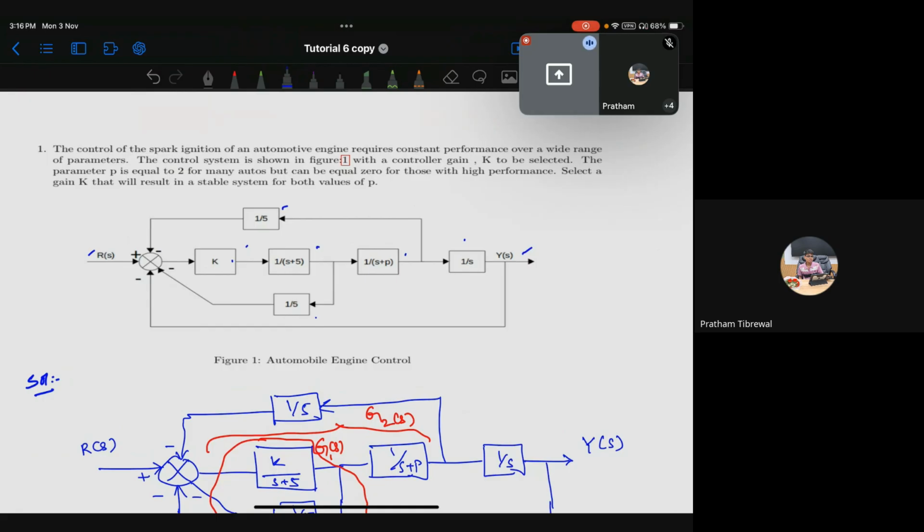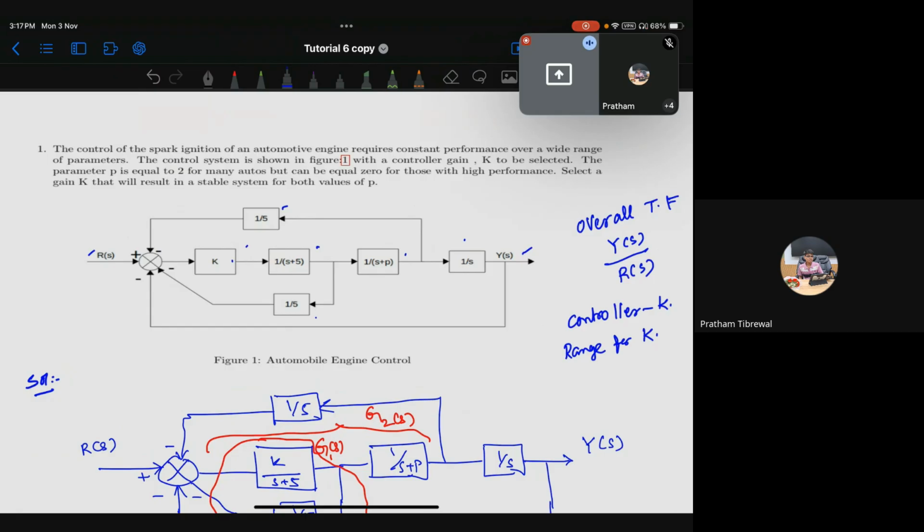Now our job is to find the overall transfer function first. Overall transfer function means Y of s by R of s. Then once you have this overall transfer function, you have the controller gain K. You have to give the range for K, so what range do we need so that the system becomes stable?